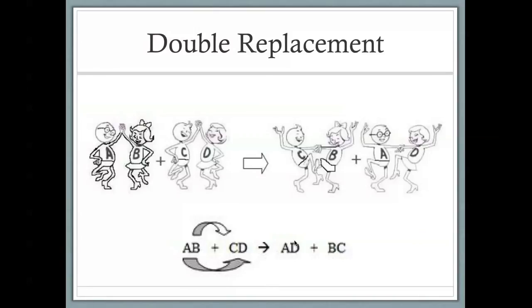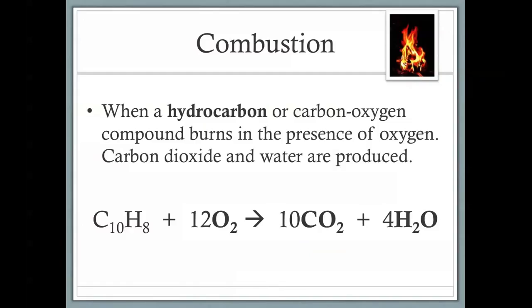All right, and the last one that we're going to be covering today is combustion, and this is when a hydrocarbon is going to be burning in the presence of oxygen, carbon dioxide, and water are produced. So a hydrocarbon is made up of carbons and hydrogens that's going to be combining with oxygen gas, O2, and it's going to always produce CO2, carbon dioxide, and water.